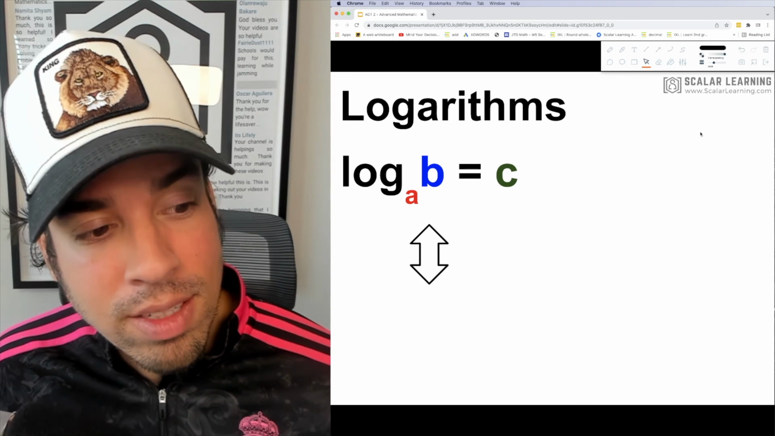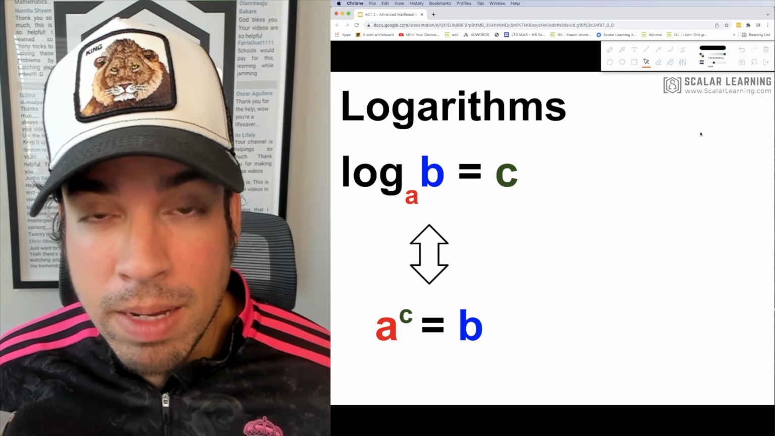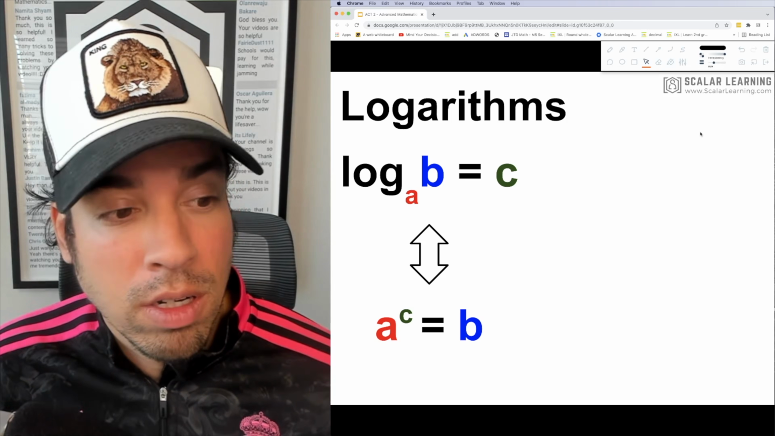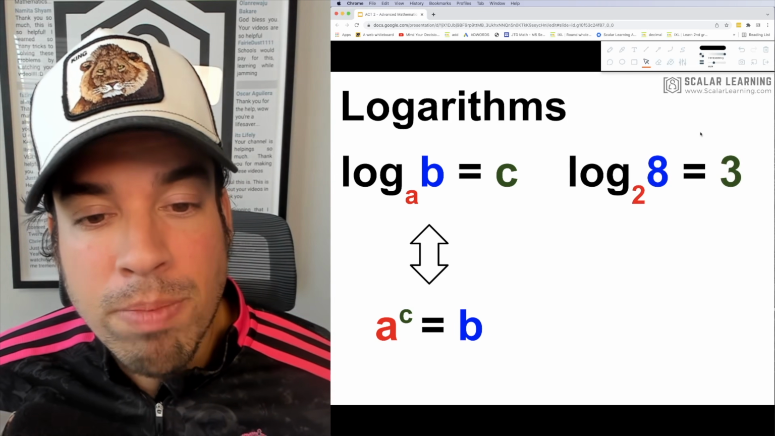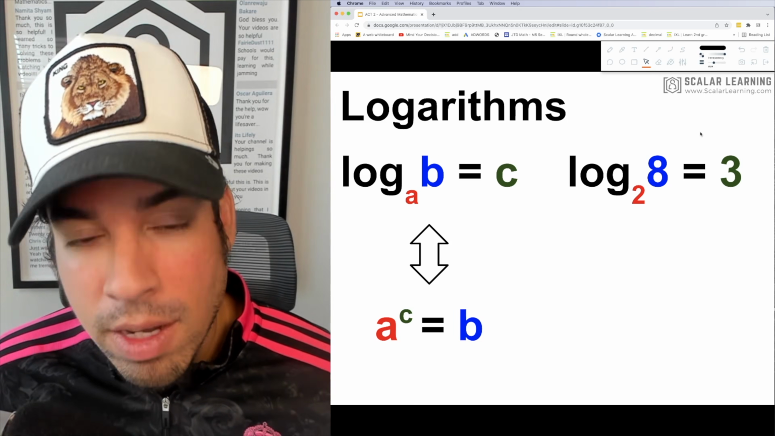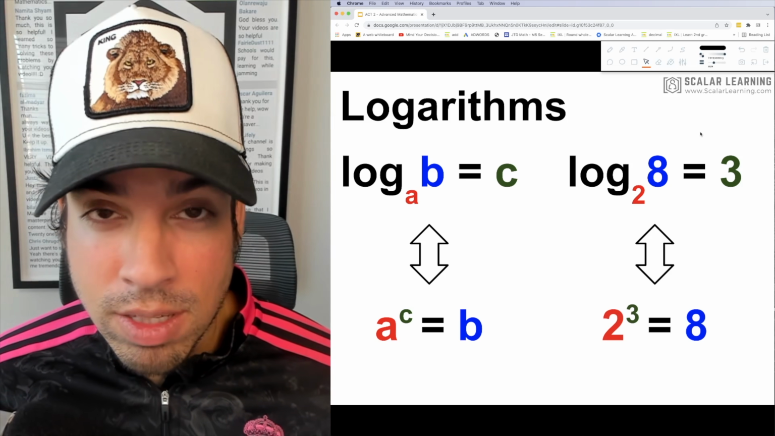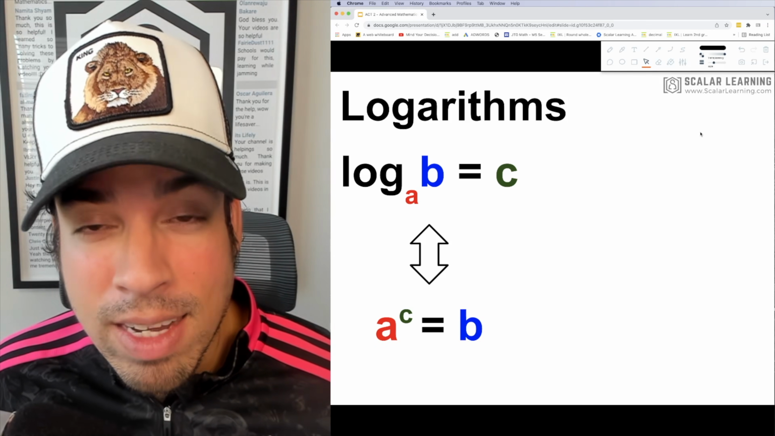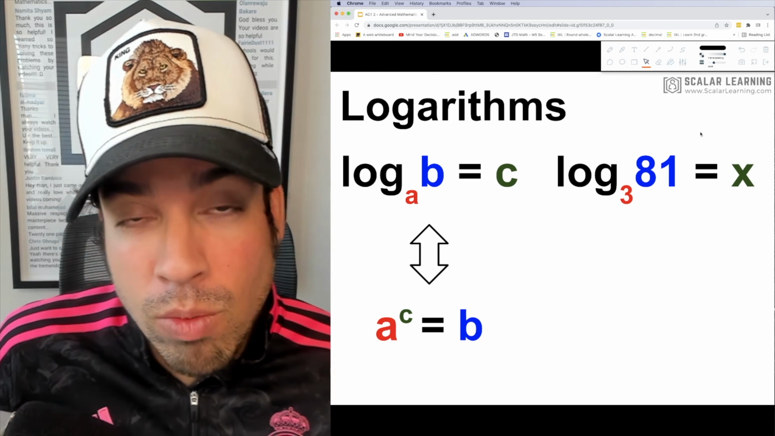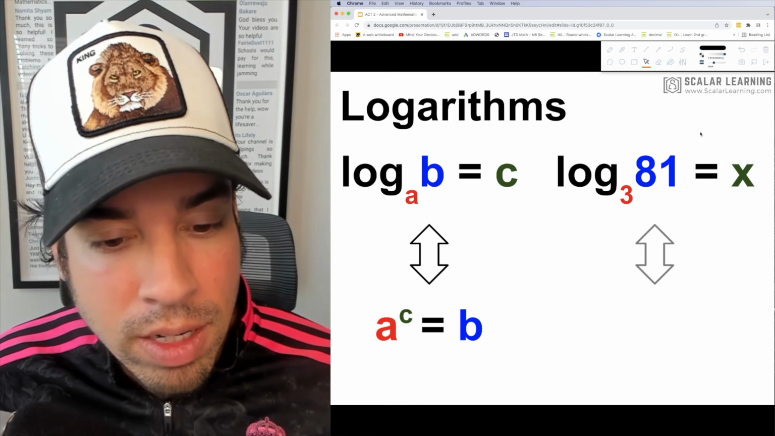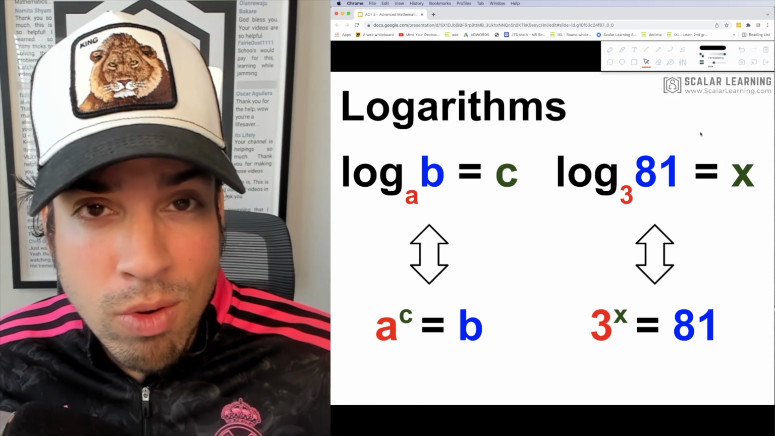So check this out. This is the same as saying A to the C power equals B. So if you can do that simple conversion, you can solve a lot of the log problems on the ACT. So for example, log base 2 of 8 equals 3. Yes, that's true because it means 2 to the third power is 8, which we know is absolutely true. So now if we take an example where we're actually trying to solve, let's take log base 3 of 81 equals x. We're like, what is x? Well, this can be rewritten as 3 to the x equals 81. Well, 3 to what power is 81?